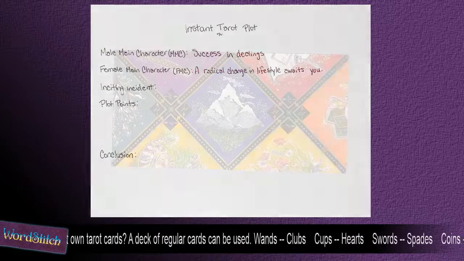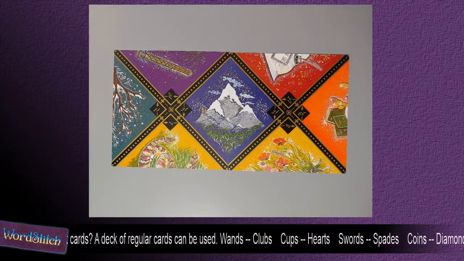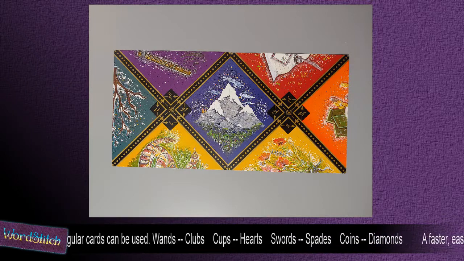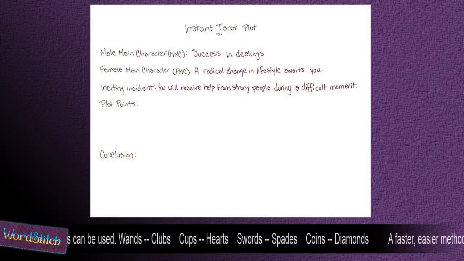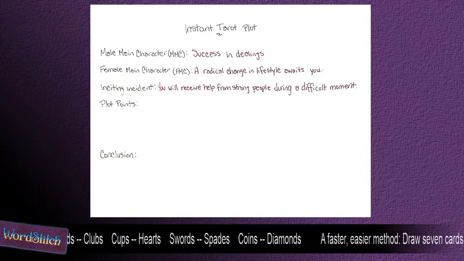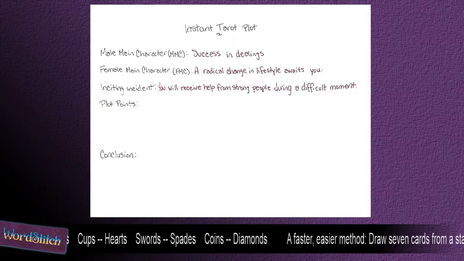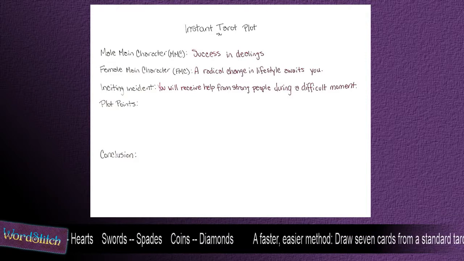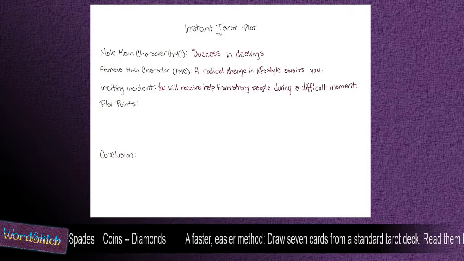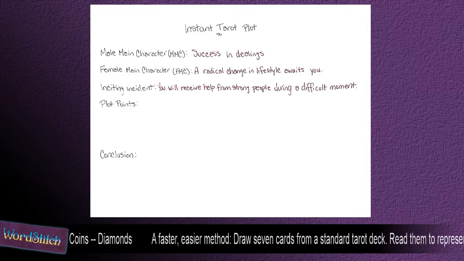Because of the inciting incident, maybe she's had one going for a little while. The inciting incident is the Mountain. You will receive help from strong people during a difficult moment. So in my mind, she's had this little local coffee shop. It's not doing well, possibly because a Starbucks just went in next to her.